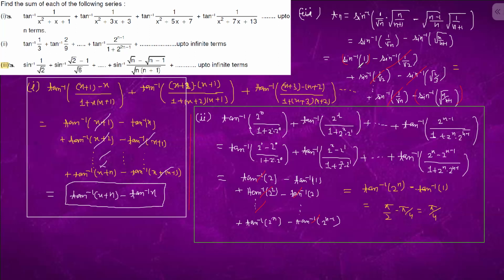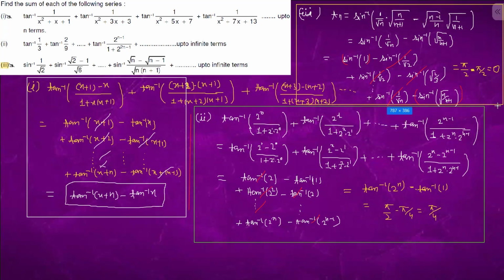So when n is 1, it is what? Pi by 2, and when n is tending to infinity, it is again sine inverse, I think pi by 2. N tending to infinity is sine inverse 1, so it should come out to be 0. It is coming out to be 0. Then the answer is zero. This is the solution. Check the calculation for once, okay?